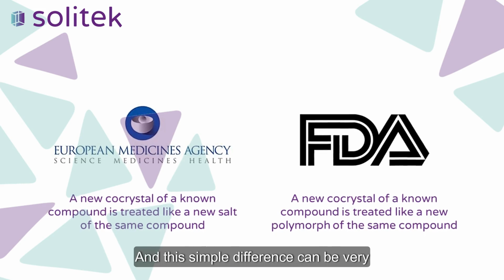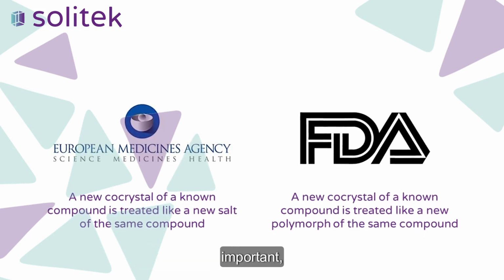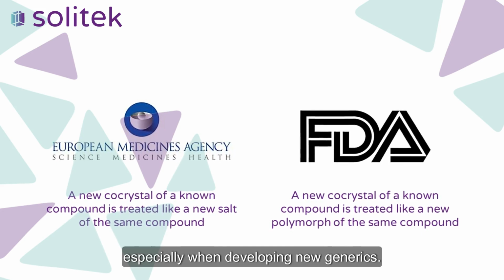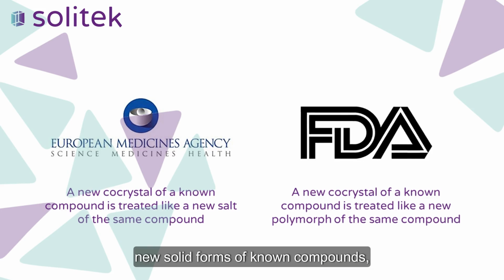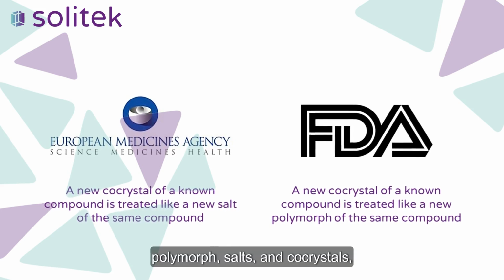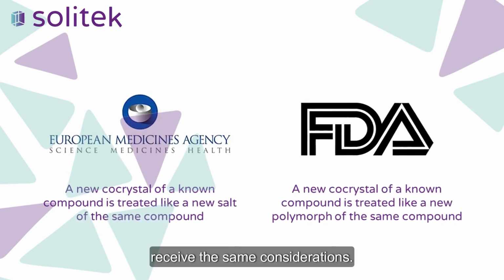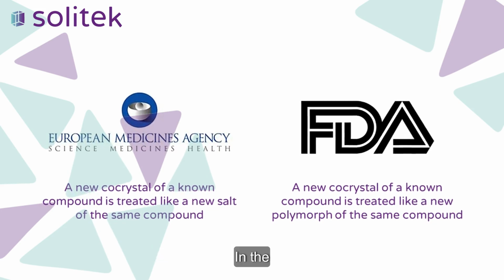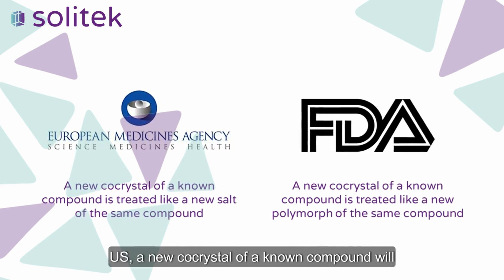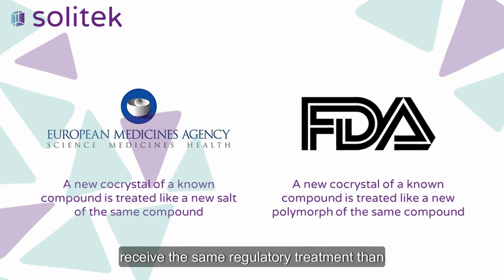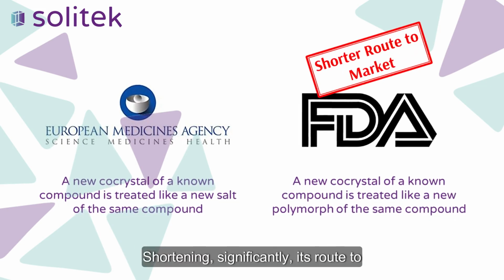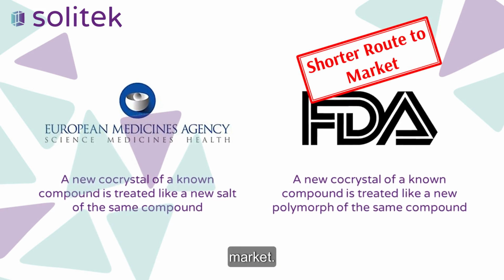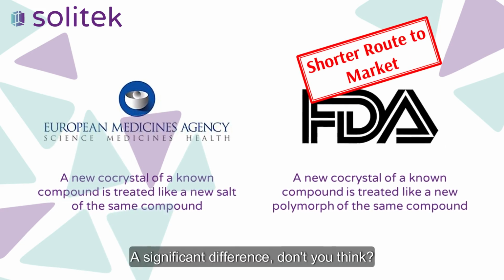And this simple difference can be very important, especially when developing new generics. While in Europe, new solid forms of known compounds, polymorphs, salts, and cocrystals receive the same considerations, in the US, a new cocrystal of a known compound will receive the same regulatory treatment as a new polymorph, shortening significantly its route to market. A significant difference, don't you think?